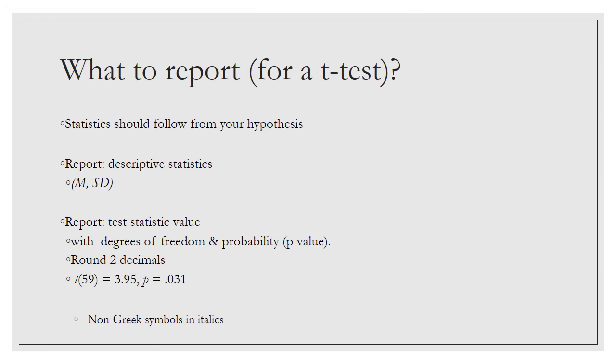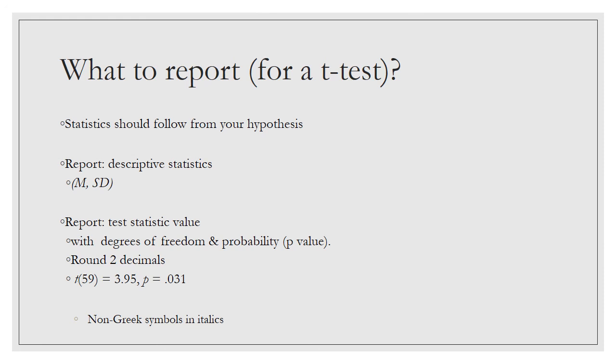Also, just as a note, in APA style, we round to 2 decimal places. So here we would say we did a t of 59. That 59 is degrees of freedom. That means we had 60 participants in our study for a two-group independent t-test. We had degrees of freedom of n-1. So our t of 59 was equal to 3.95. So they went through, they calculated out a t-value, and they're reporting it. And they tell you that the p, the probability of that 3.95, is equal to 0.031. That value is less than 0.05, so it would be significant. So you would talk about your results as if they were significant.